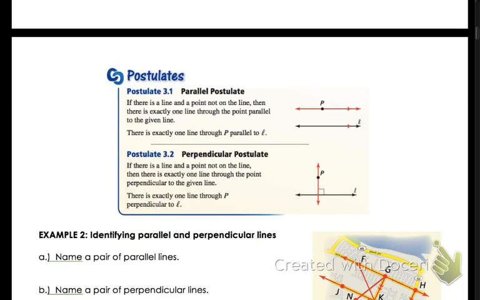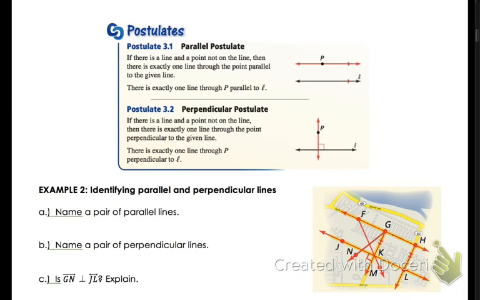Okay. Now, the parallel postulate and the perpendicular postulate. The parallel postulate says if there is a line and a point not on that line, then there's exactly one line through point P that is parallel to the given line. There's only going to be one way that you could have drawn that red line through P.